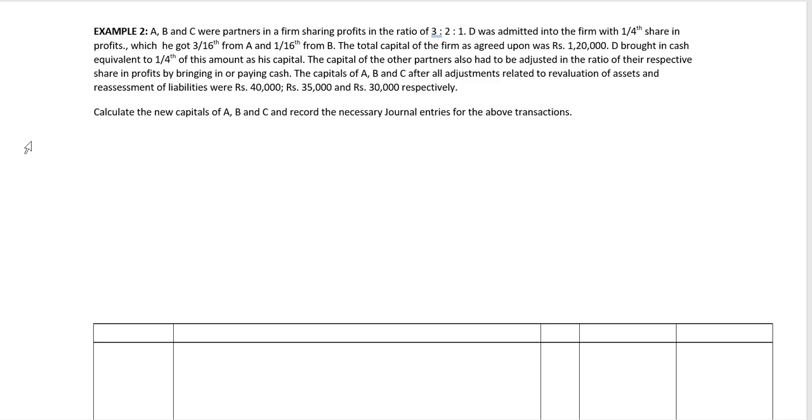So it says here that the capital of the other partners also had to be adjusted in the ratio of their respective share in profits by bringing in or paying cash. So this tells us that it's an adjustment of capital sum based on the first method. We'll begin with the working notes.